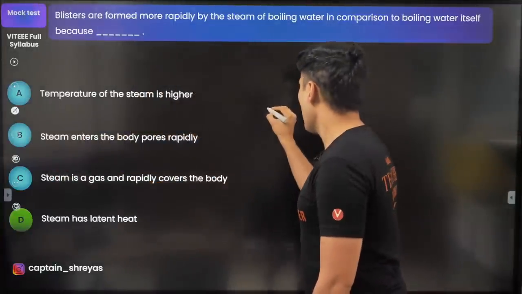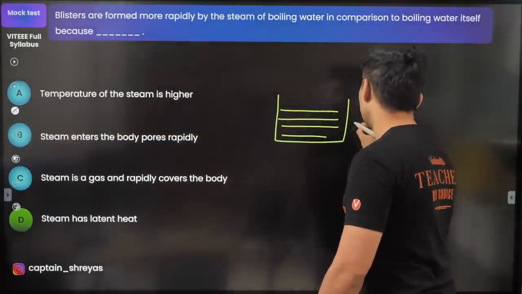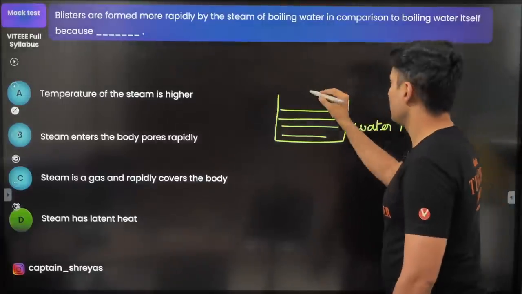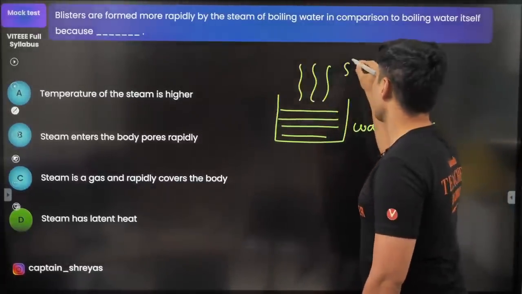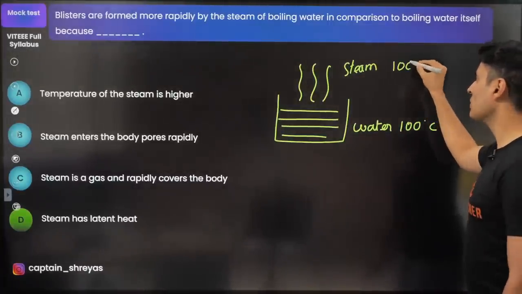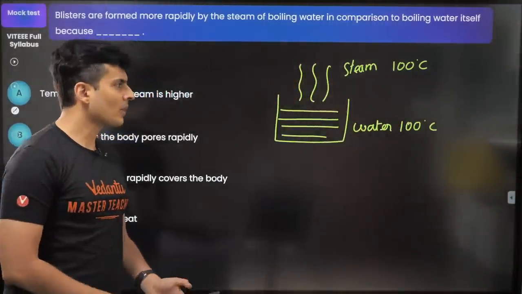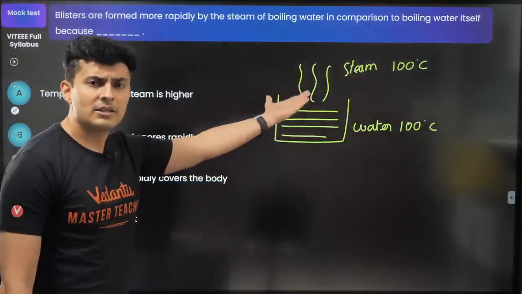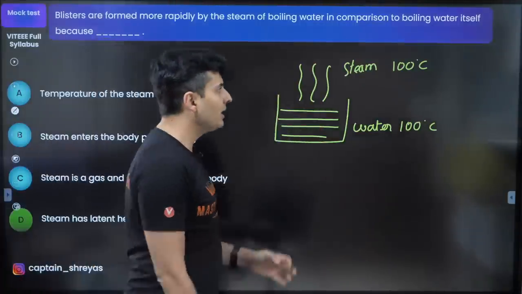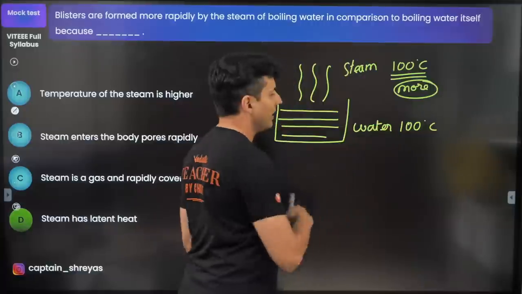See, if you have a container which has water over here, this is water at 100 degrees Celsius. Steam is also coming. The steam, when it is converted into vapor phase, obviously, this is also at 100 degrees Celsius. Out of these two, which one has more energy? You will say, sir, water is also at 100, steam is also at 100, both have the same energy. No, that's not correct. Actually, steam has more energy as compared to water at 100.